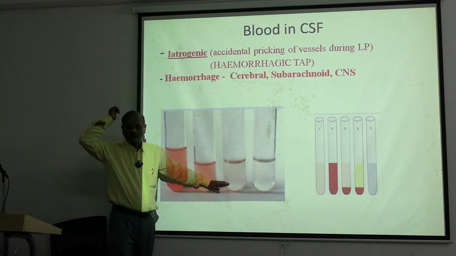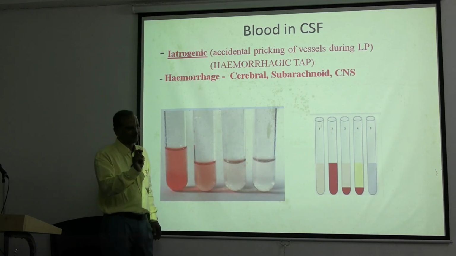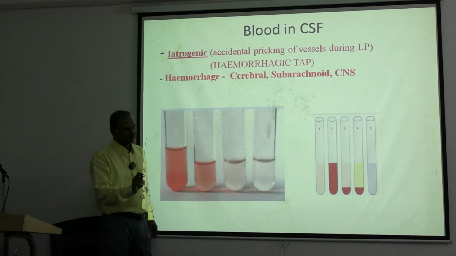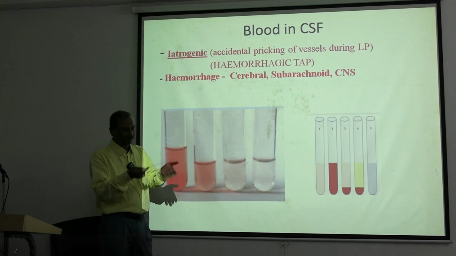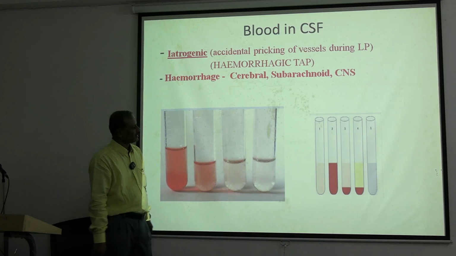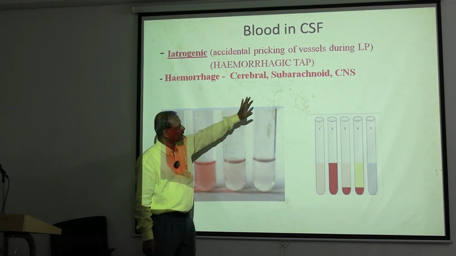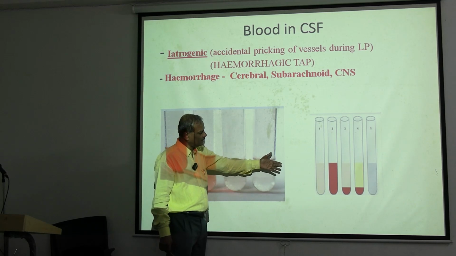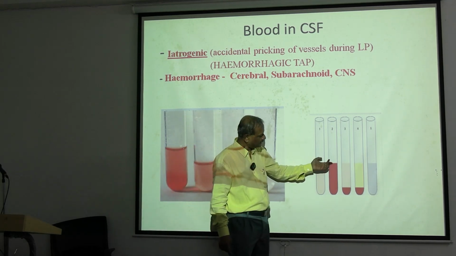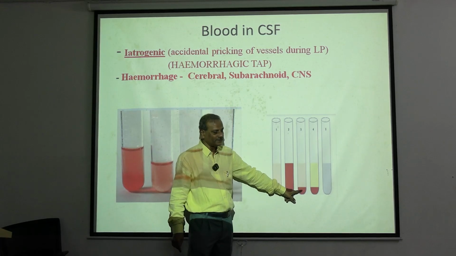So the patient is likely to have much more post-lumbar puncture headache. In that case, a much longer period of rest is required also, because you don't know where the blood vessel might be, just in front of the needle in the meninges itself. The hemorrhage can be cerebral, it can be subarachnoid, it can be anywhere in the nervous system. If it is frank blood, then the whole of it will be blood. If you allow it to settle, it will settle like this.